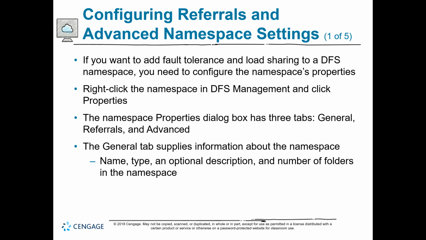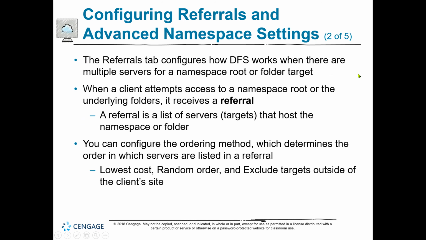The General tab supplies information about the namespace, name type, an optional description, and the number of folders in the namespace. The Referrals tab configures how DFS works when there are multiple servers for a namespace root or folder target. When a client attempts to access a namespace root or the underlying folders, it receives a referral. A referral is a list of servers or targets that host the namespace or folder. You can configure the ordering method, which determines the order in which servers are listed in a referral: lowest cost, random order, and exclude targets outside the client site.